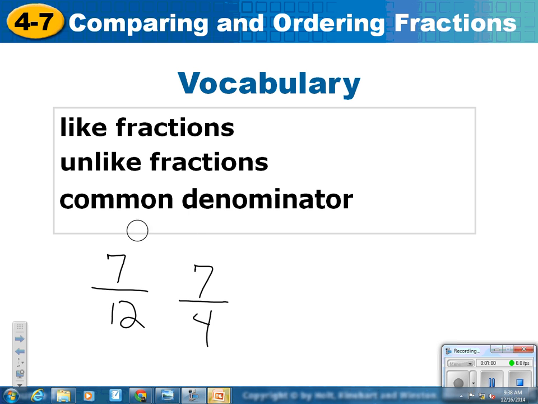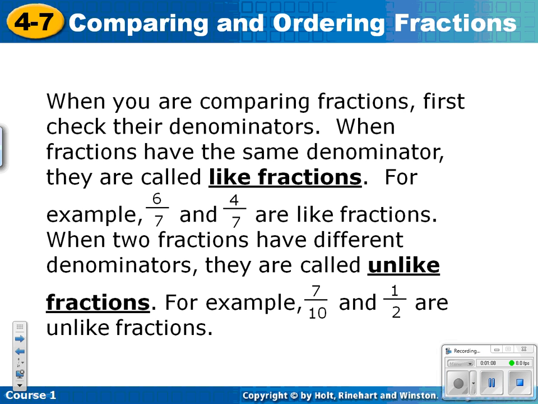Now, I'm going to show you how to find common denominators, and it has to do with multiples. When you're comparing fractions, first check their denominators. When the fractions have the same denominator, they are called like fractions. For example, 6 over 7 and 4 over 7 are like fractions. When two fractions have different denominators, they are unlike fractions. For example, 7 over 10 and 1/2 are unlike fractions.